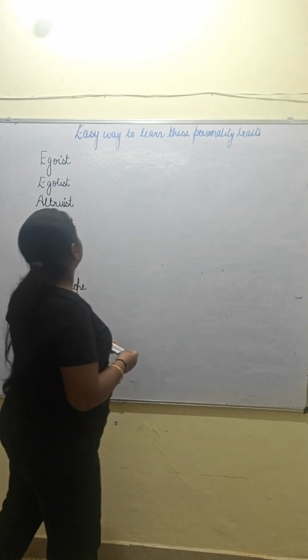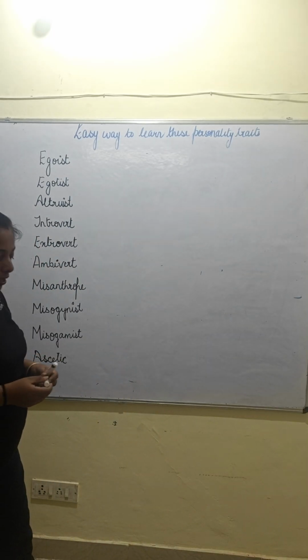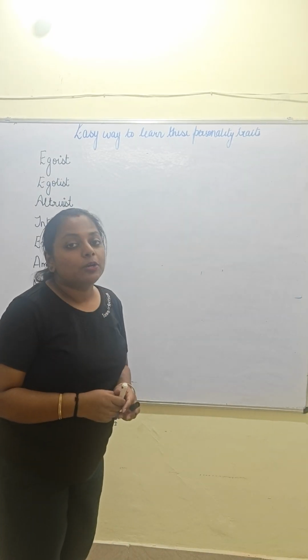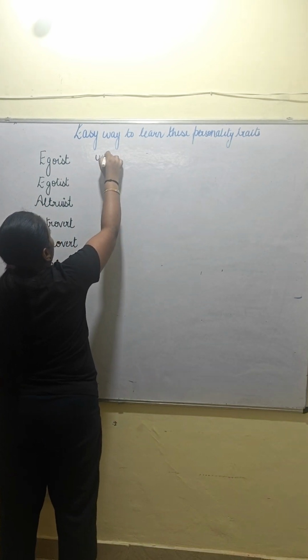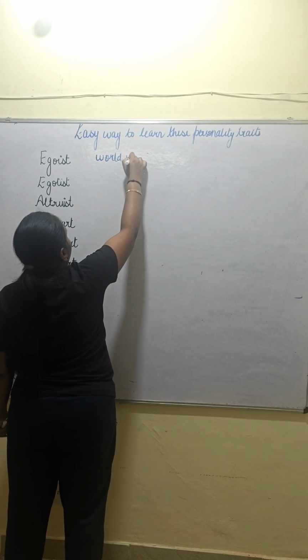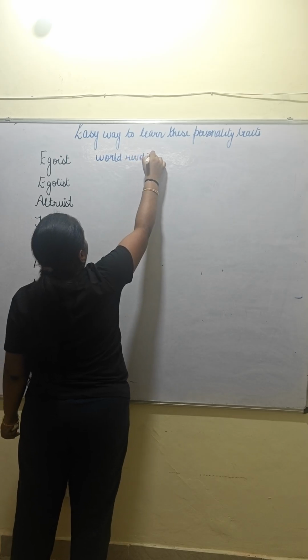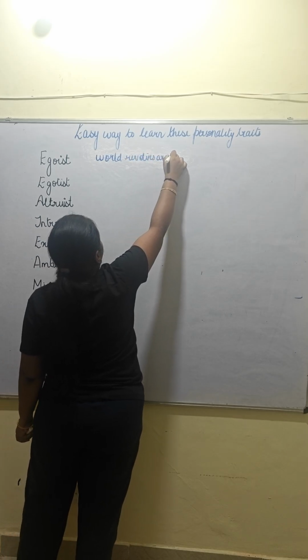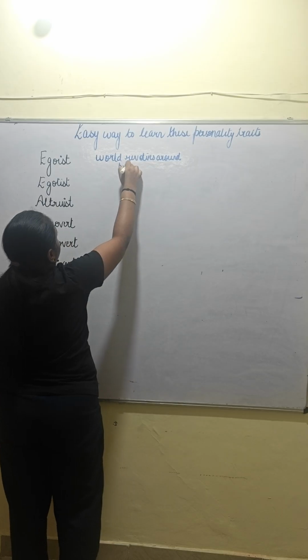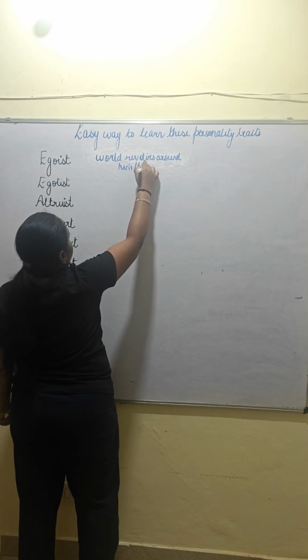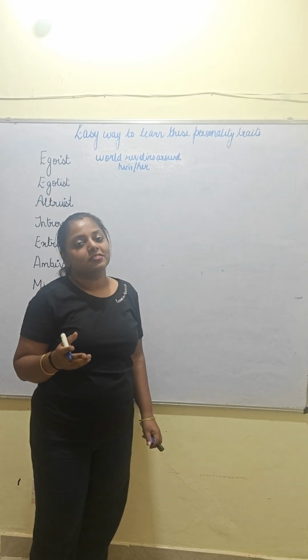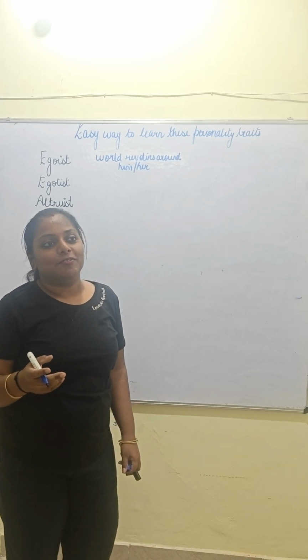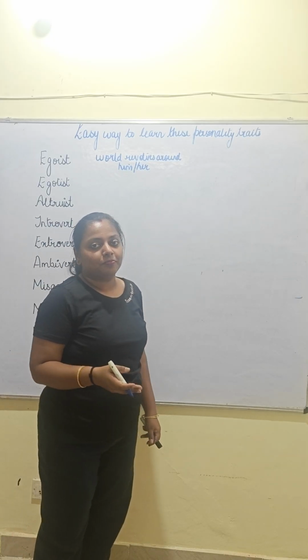Moving to the first word, egoist. Who is an egoist person? A person whose world revolves around himself or herself. A person who is always concerned about what will I get from this.